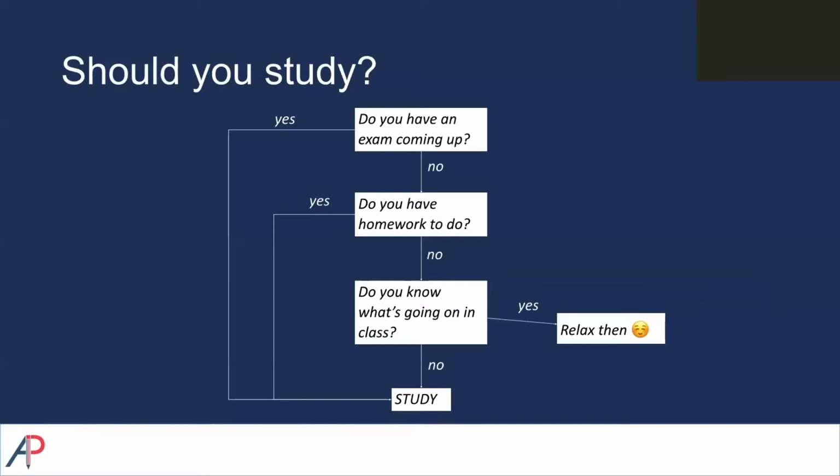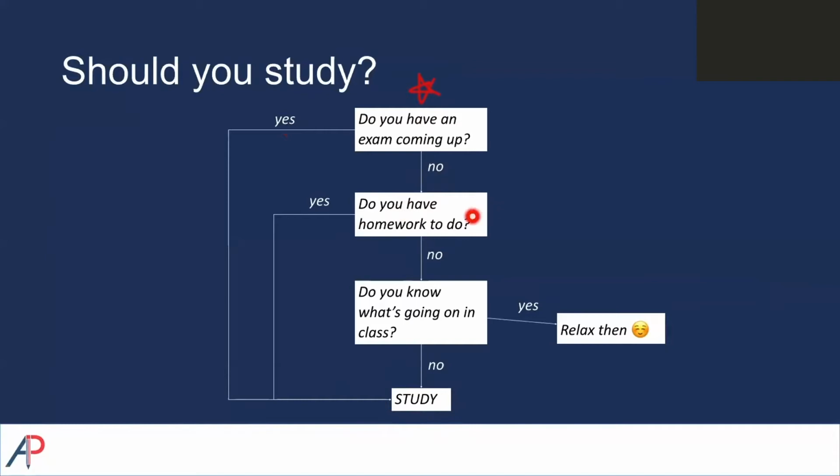This is what we call a decision tree or a decision diagram. We start here. Should you study? Do you have an exam coming up? So if you do have an exam coming up, then you would follow this path right here, and then it says study. Okay, so you just study. But let's say you answer no. Then you would follow this right here, and then you would go into the next question so that you could figure out which path you need to take from there.